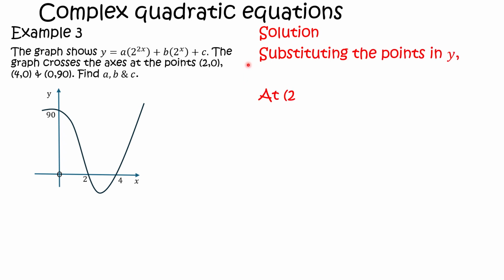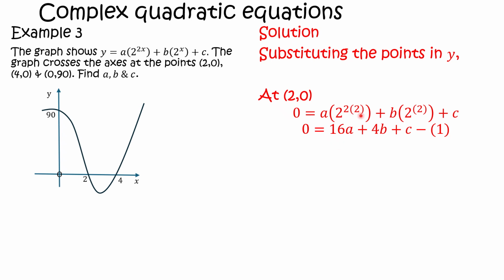So we start by substituting the points in y. So at the first point (2, 0), we are going to get a y value. So in this case, where we were meant to have a y, we substitute for x in the x terms, so that we get 0 is equal to 16a plus 4b plus c. And let's label this equation 1 for ease of reference.